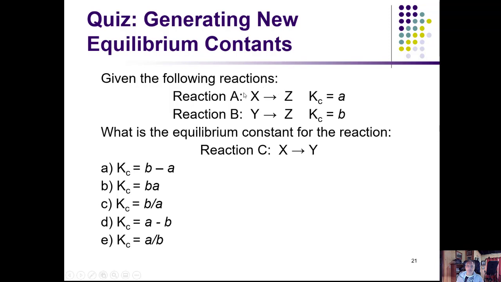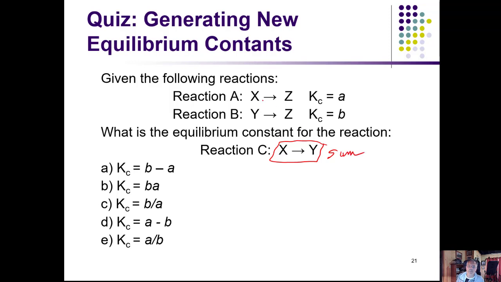Given the equilibrium reactions, here's reaction A, X produces Z, and we're just saying arbitrarily that the K value for that reaction is A. And then we have reaction B, which is Y produces Z, and that gives us a K value of B. Now, remember when you did Hess's law, sometimes you had to manipulate reactions to get them to add appropriately. This is the sum of these two reactions that we want.